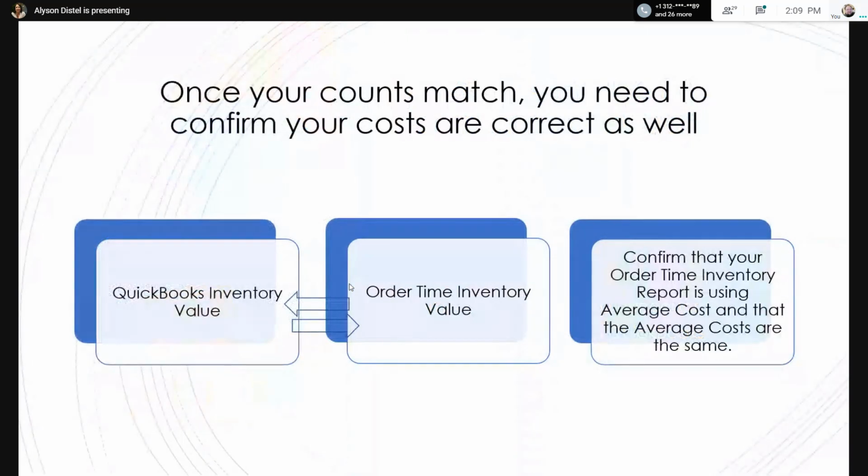So once your counts match, you need to confirm that your costs match as well. And there's a little aside here saying that you need to make sure that the report that you run in Order Time or All Orders is using average cost, and then you can check to make sure that your average costs are the same between the 2 systems to determine why your costs don't match or do match. So you need to match both your quantities and your values.